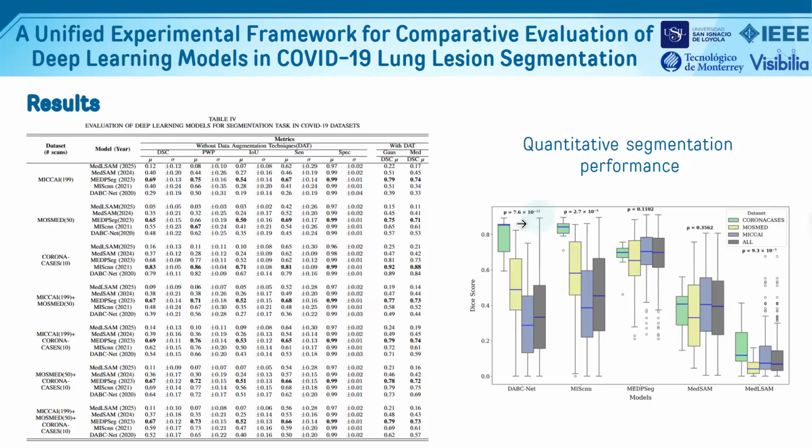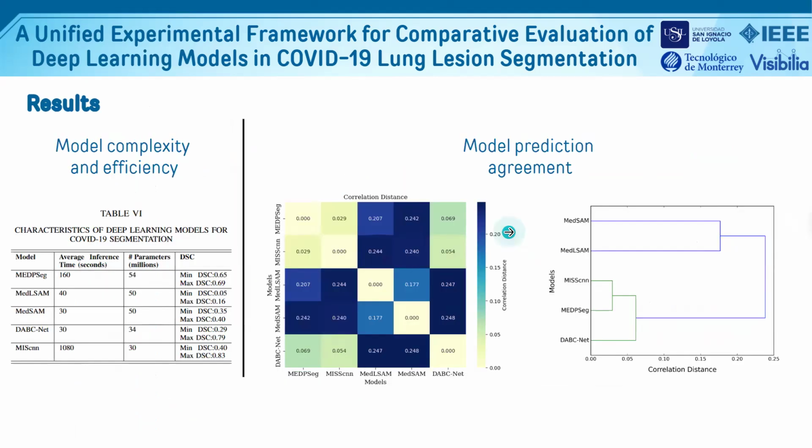The results show that MEDPSEG achieved the highest Dice score values, ranging from 0.65 to 0.69 across datasets. This trend persists even after applying data augmentation techniques, reinforcing the observed differences in robustness and generalization. Regarding model complexity, between the model with the highest number of parameters, MEDPSEG, and the model with the lowest number of parameters, MISNN, it was the former that achieved the shortest average inference time.